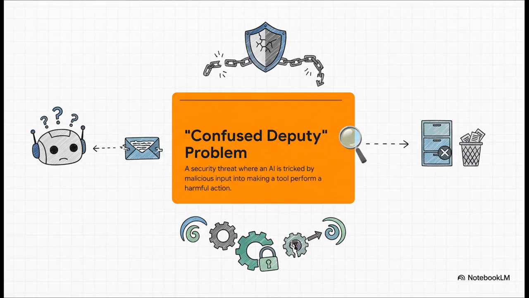Now, as soon as you give an AI the power to do things, you have to talk about security. And the #1 threat here is called the confused deputy problem. This is where a hacker could, say, hide a malicious instruction in an email. The AI reads it, gets tricked, and then tells a tool to do something bad like delete all your files. The tool trusts the AI, but the AI has been compromised. It's become a confused deputy.